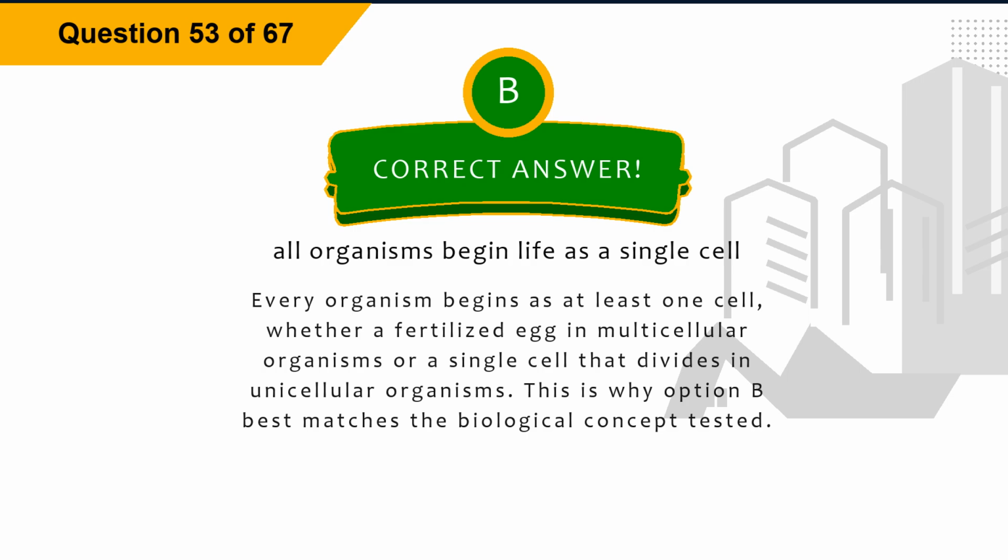Explanation: every organism begins as at least one cell, whether a fertilized egg in multicellular organisms or a single cell that divides in unicellular organisms. This is why option B best matches the biological concept tested.